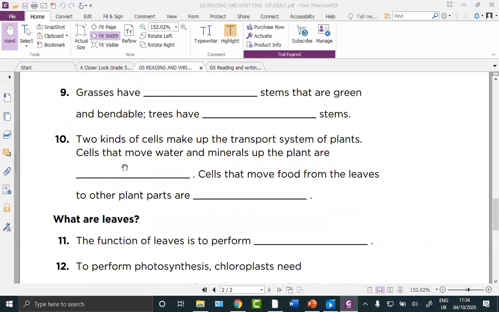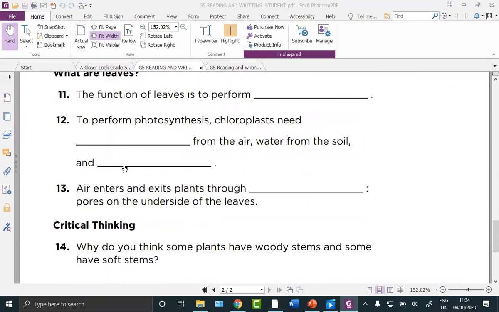Question number 11. Yusuf Tamer. The function of leaves is to perform photosynthesis.